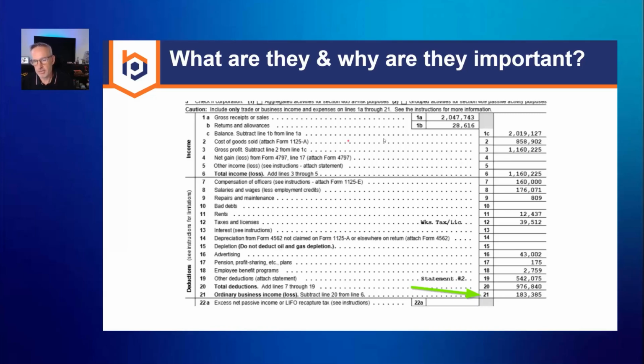This is just an actual, live 1120S. They brought in $2 million. They had some returns, so they actually brought in a little over $2 million. This is their cost of goods. This is their gross profit, right? This is what they profited.